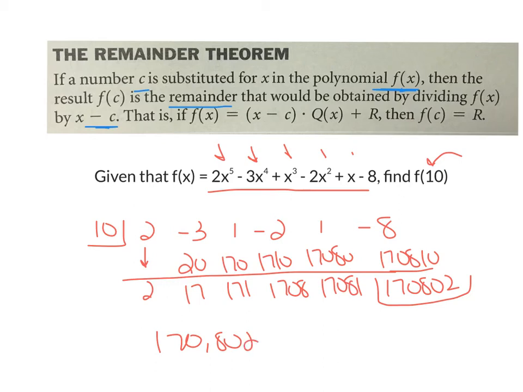Now, 170,802 is what I would get if I plugged in f of 10. So f of 10 is 170,802. That was huge. All right, but that's all you do. If they ask you to find something like this, just put it in the box, do your synthetic division, and whatever your remainder is, that's your answer.